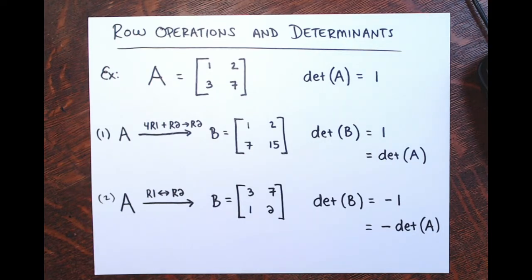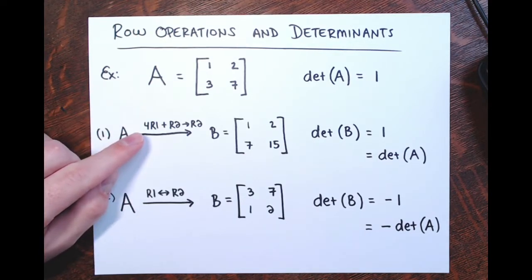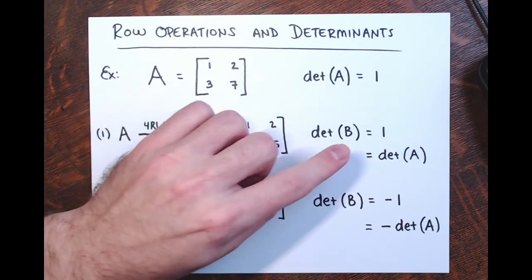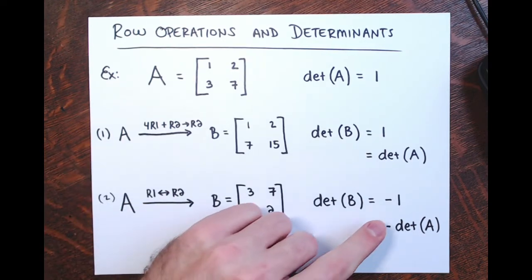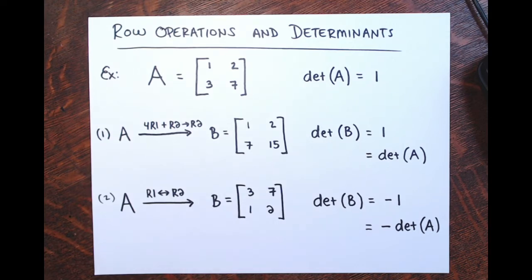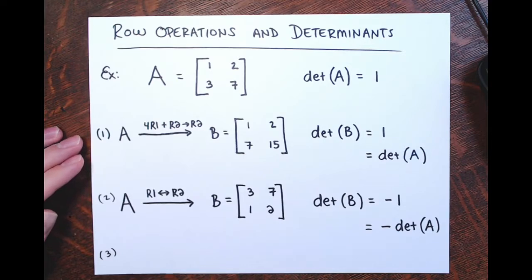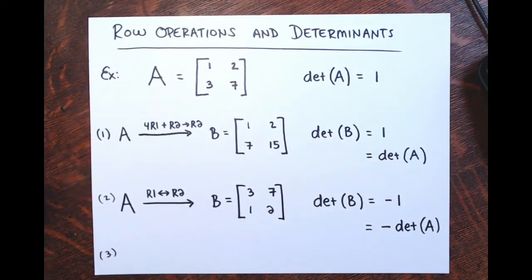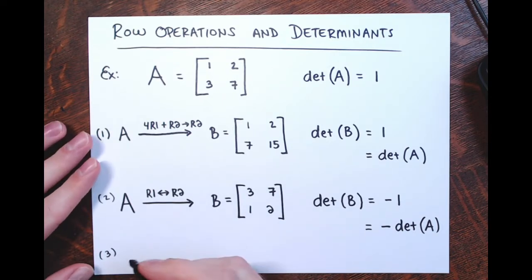All right. So again, just to recap, these first two: adding a multiple of one row to another row doesn't change the determinant. Switching two rows gives you the opposite determinant. All right, and then the only other row operation we haven't seen yet is just multiplying a row by a scalar, multiplying a row by a real number.